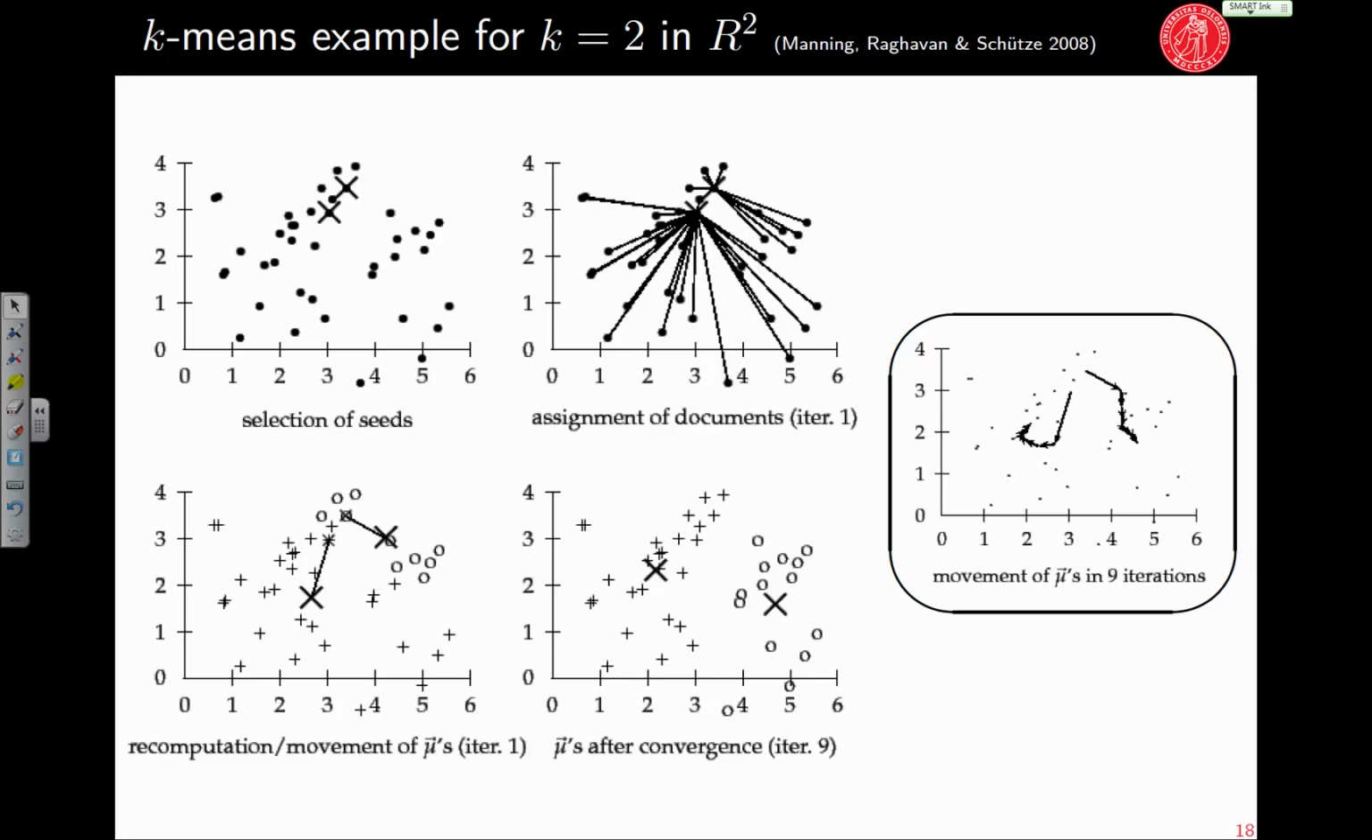That's also something we'll look at in just a few minutes. But this is the overall scheme of the algorithm. This is how it works. We start randomly somewhere. We assign documents to the seed centroids. We recompute the centroid and then reassign documents, and so on and so forth.